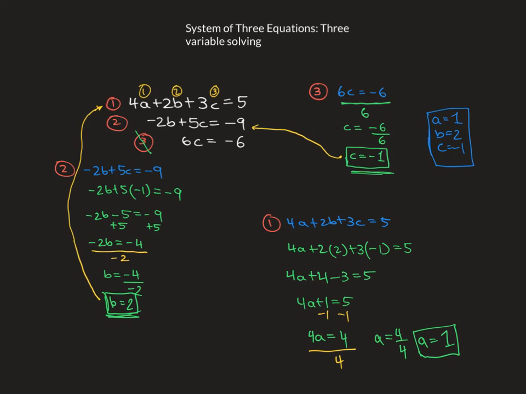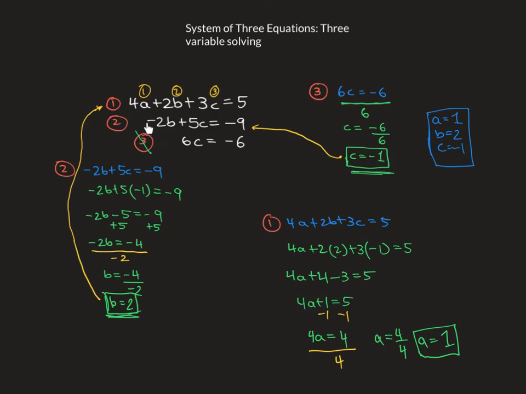Now, remember, the only reason that we were able to use this method of finding a variable, substituting, and then substituting again is because one of our equations has only one variable, the next equation has two variables, and the final one has three. So we're able to continuously substitute until we have all three variables.